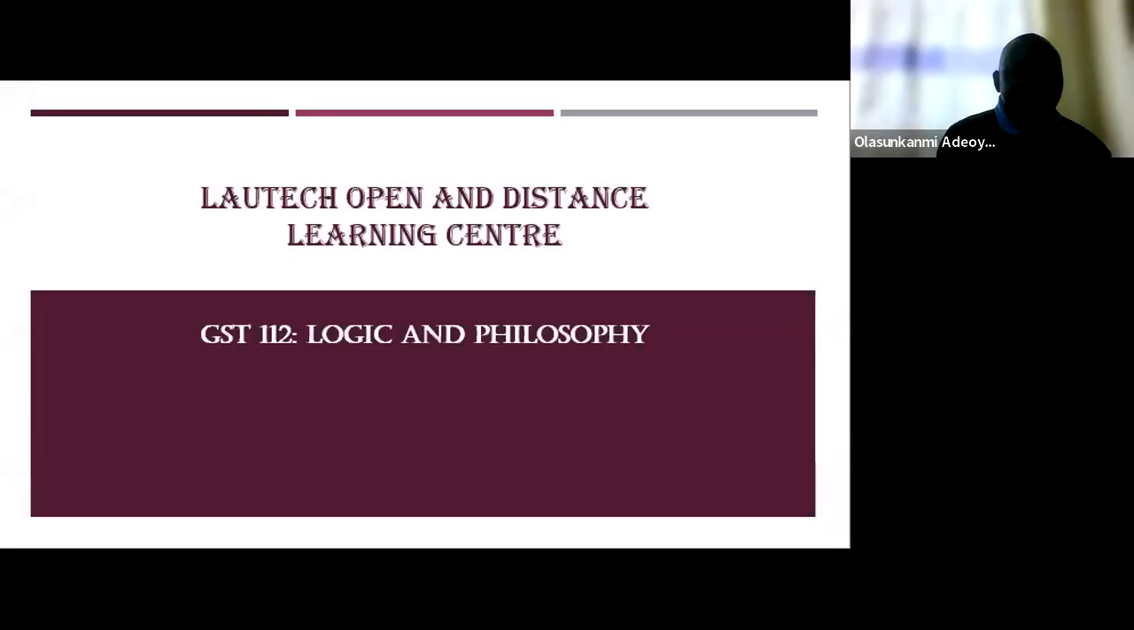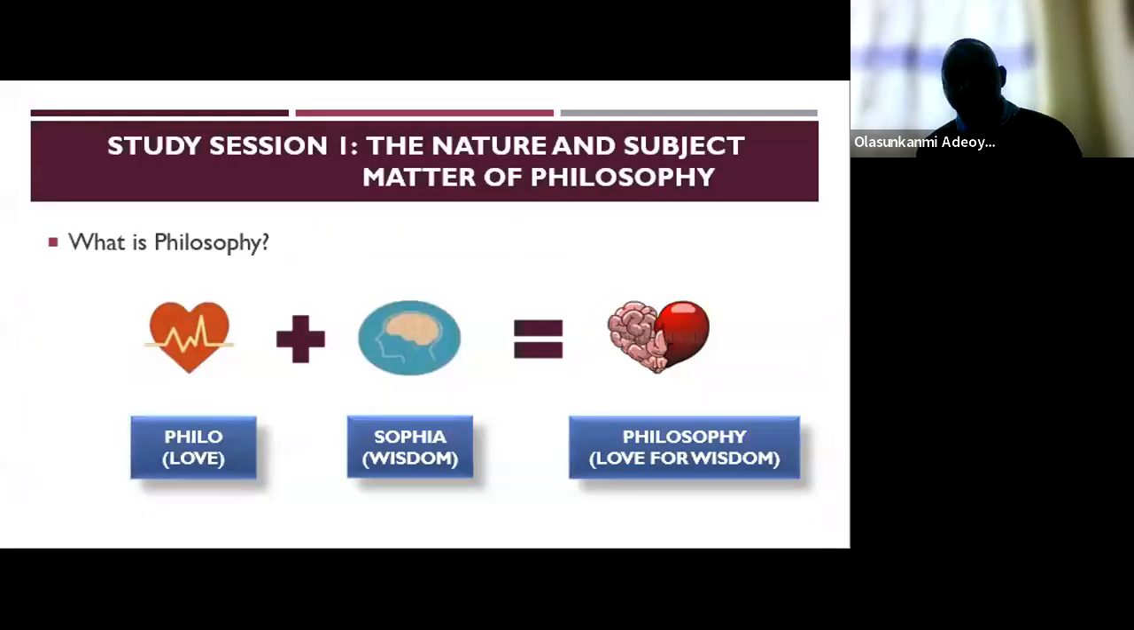Now, based on what you guys have given me, I can see that you are really doing well in this. Now, you can see on your screen, philo means love, Sophia means wisdom. When these two words come together, they become what? Philosophy. That is how we come about philosophy. If you combine it, it says love for wisdom.